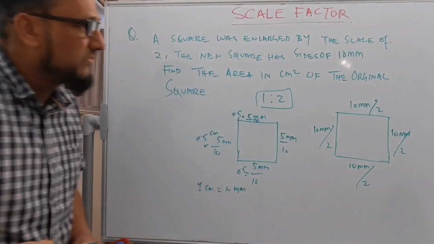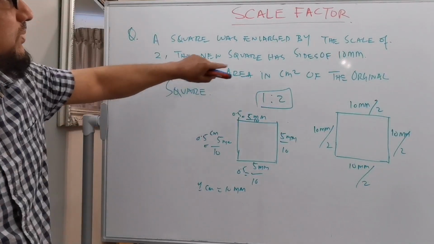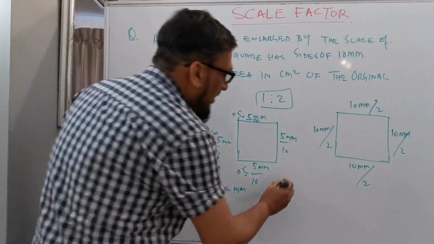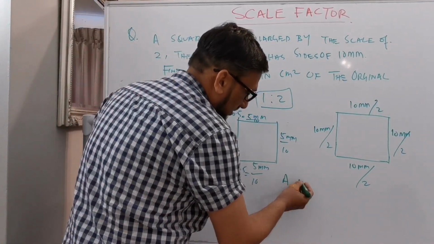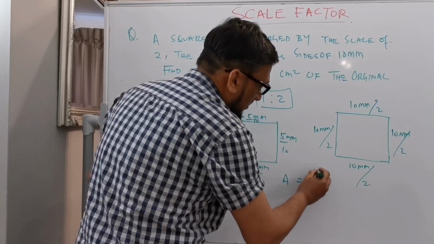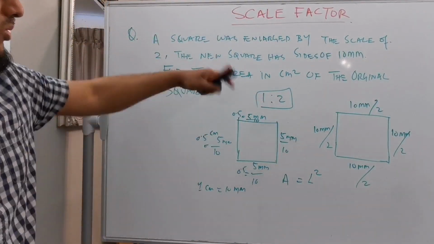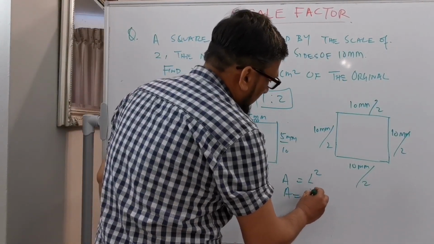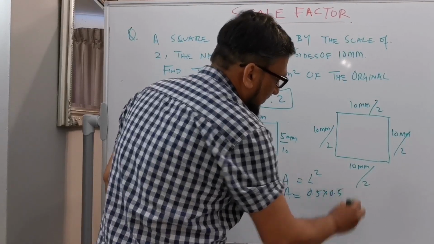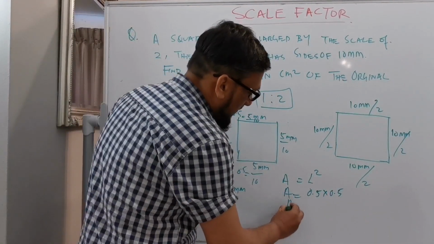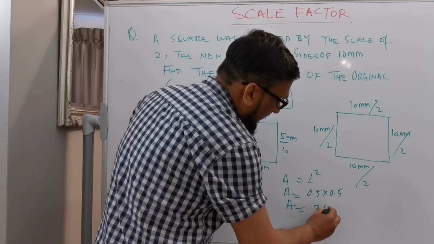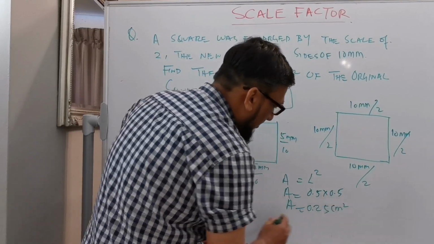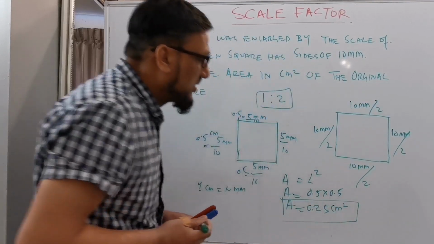We converted to 0.5 centimeter. As per the formula for a square, the area equals L squared, because all sides are equal. So A equals 0.5 times 0.5, which is 5 times 5 is 25 and 2 decimal places, so it means 0.25 centimeter square. So this is your final answer.